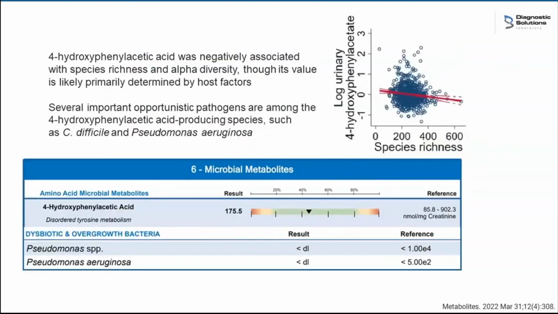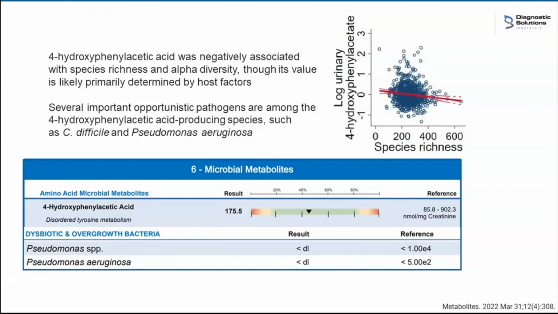When they looked at it, the 4-hydroxyphenylacetic acid was negatively associated with species richness and alpha diversity. So it's maybe primarily determined by host factors. That's going to have a significant impact, how much protein and things they're eating. But the higher the 4-hydroxyphenylacetic acid was, the less species richness there was. There are several important opportunistic pathogens, as I noted, that can produce this compound, such as C. difficile and Pseudomonas. So I'm going to look at it in a test. I'm also probably going to look at Pseudomonas.